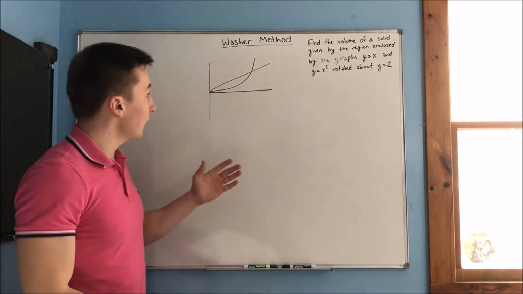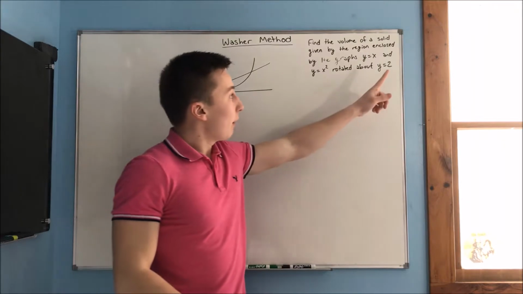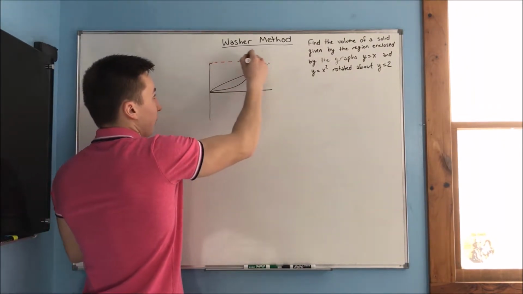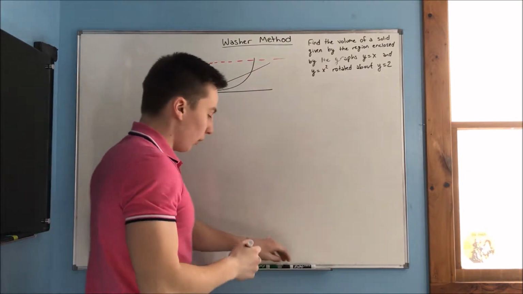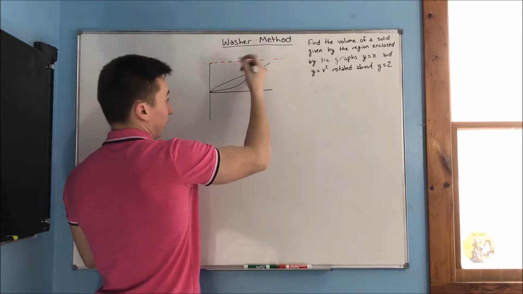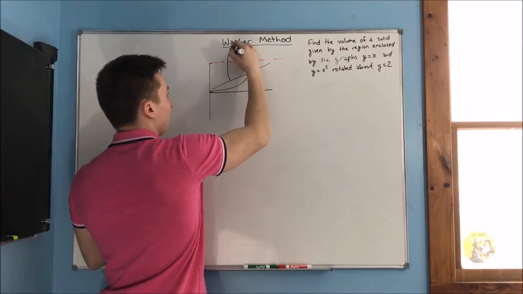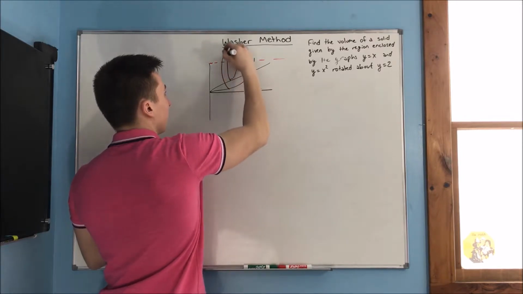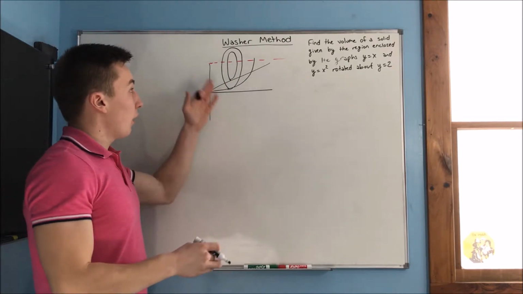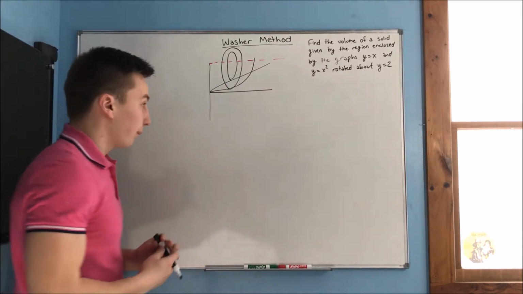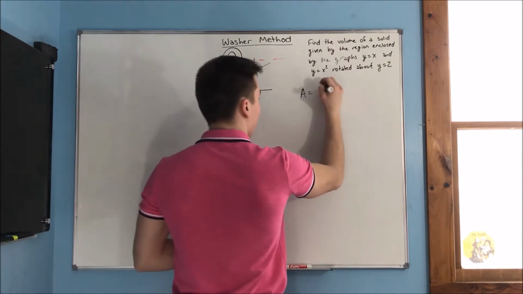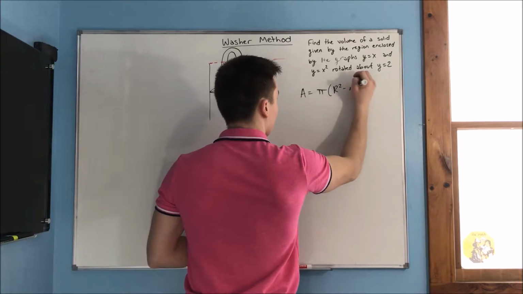So now we have the exact same problem, but now we're rotating about y equals 2. So y equals 2 is going to be up here. When we get our cross sections, they are going to kind of look like this. Now we need to find our respective radii. We have our area, that's going to equal pi times big R squared minus little r squared.